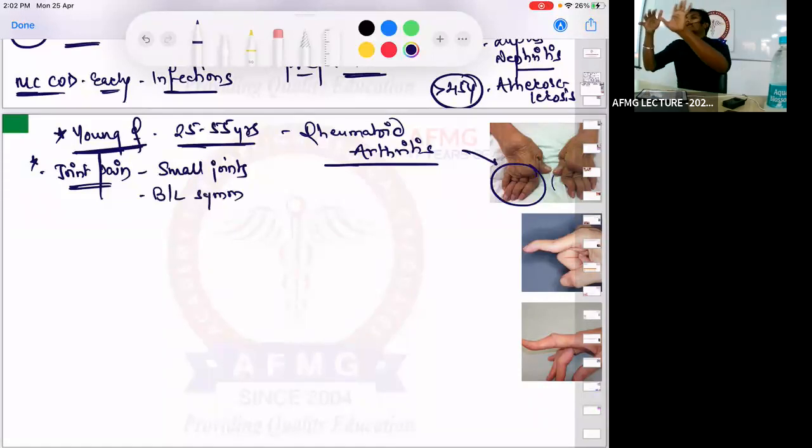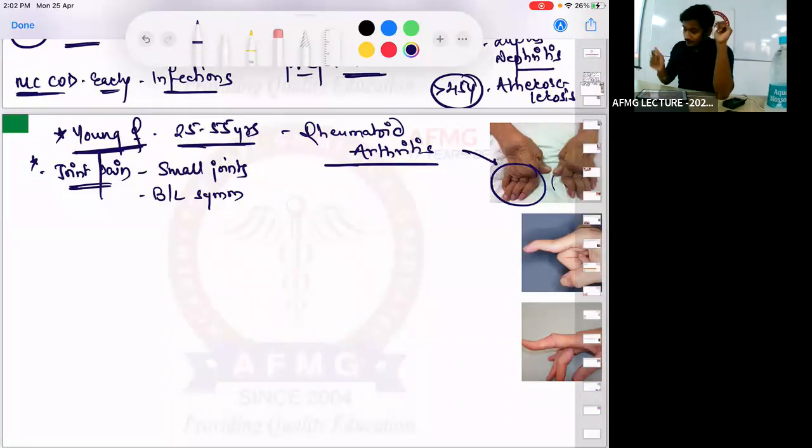I'll explain. In rheumatoid arthritis, usually the patient will complain of pain in the PIP joint, the MCP joint, the wrist joint. So these small joints are involved and they are bilaterally symmetrical. That means the patient will complain of pain in both PIP joints, both MCP joints, both wrist joints. So bilaterally symmetrical small joint involvement is seen in cases of rheumatoid arthritis. No issues till here.